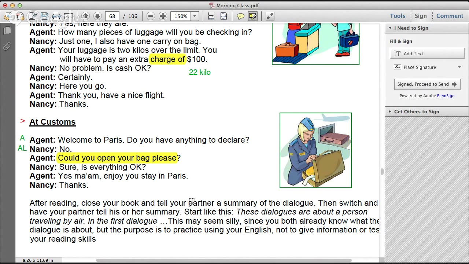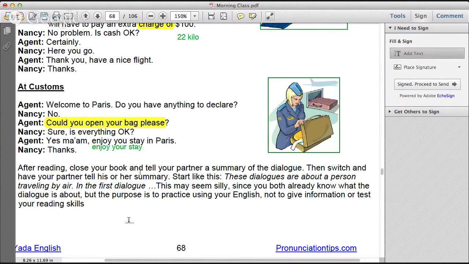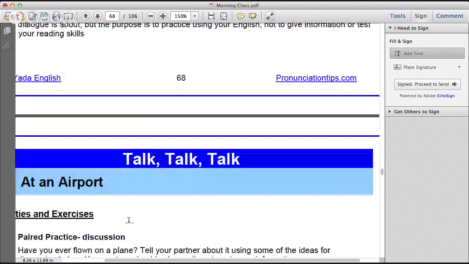Excellent. Okay, any questions up till this point? No. Yes, a question. When you say yes, ma'am, enjoy you stay or your stay? Enjoy your stay. That's what it should be. So that's a typo. Enjoy your stay in Paris. Okay. All right. Very good. Okay. Let's come down here.